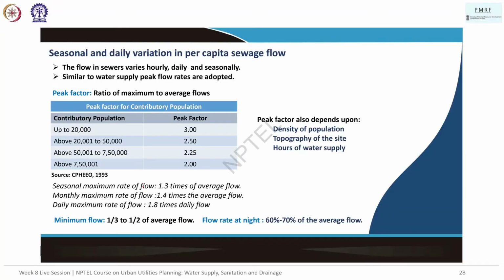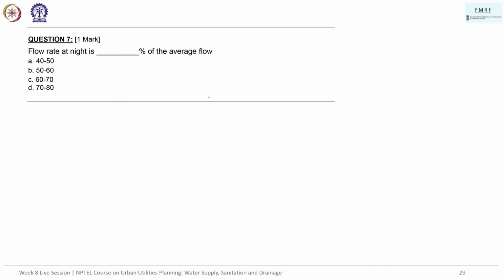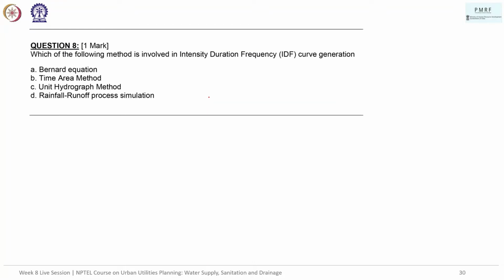And you are right. So it's again given directly in the slide. So these are numbers that you sort of need to remember. These seasonal maximum, monthly maximum, daily maximum, or the minimum flow, and such numbers are something that you need to commit to memory. Right. So the answer is C. You are right, Mr. Rahul. Right. Moving on to the next question.